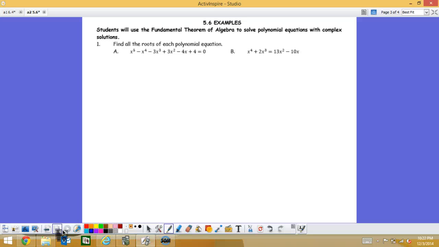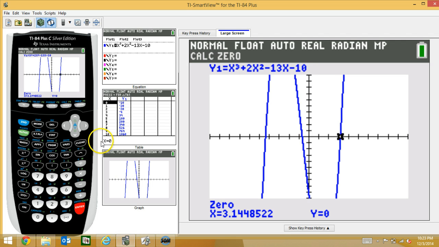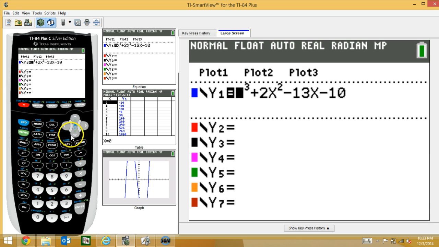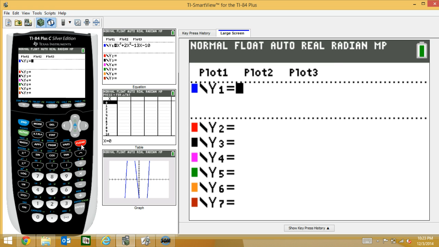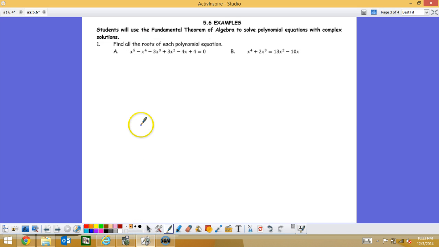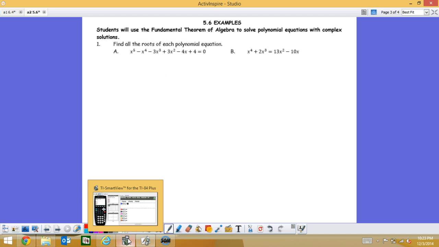So the first thing we're going to do, and we're going to go back and forth between the calculator, so I'll have to adjust my screen here so I can use the keypad to do this. I'm going to take this polynomial and put this into y equals on my calculator. So I'm going to go on my calculator and clear out what's there, and I'm going to put this polynomial.